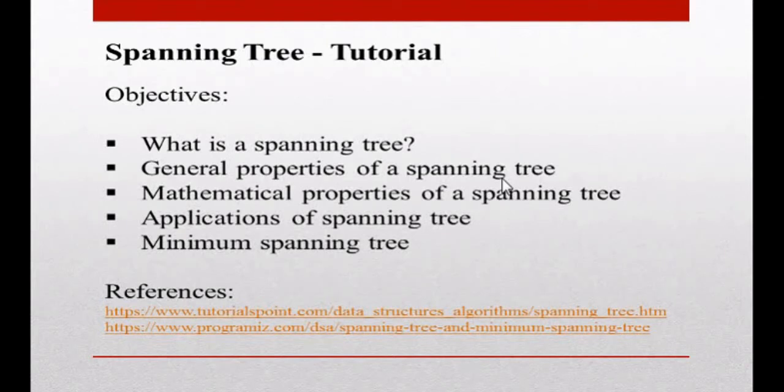The references used for this session are given below. Students are advised to go through these references for more details. Though most of the information will be covered during the presentation, you can browse through these for more information.